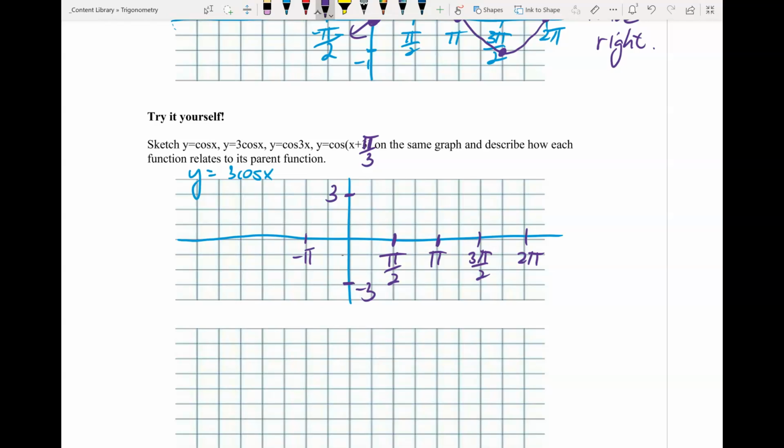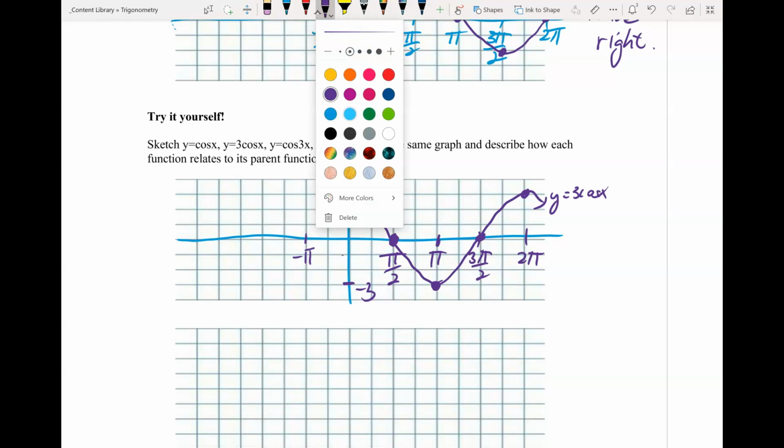Okay, so for y equals 3 cos x, usually we start at 0, 1, but instead I'm going to start at 0, 3 just because of our amplitude. And then we go down the hill, hit the minimum at y equals -3, come back up, and finish at x equals 2 pi for the full period. Okay, so that's a graph of y equals 3 cos x. Now I'm going to draw the other graph.